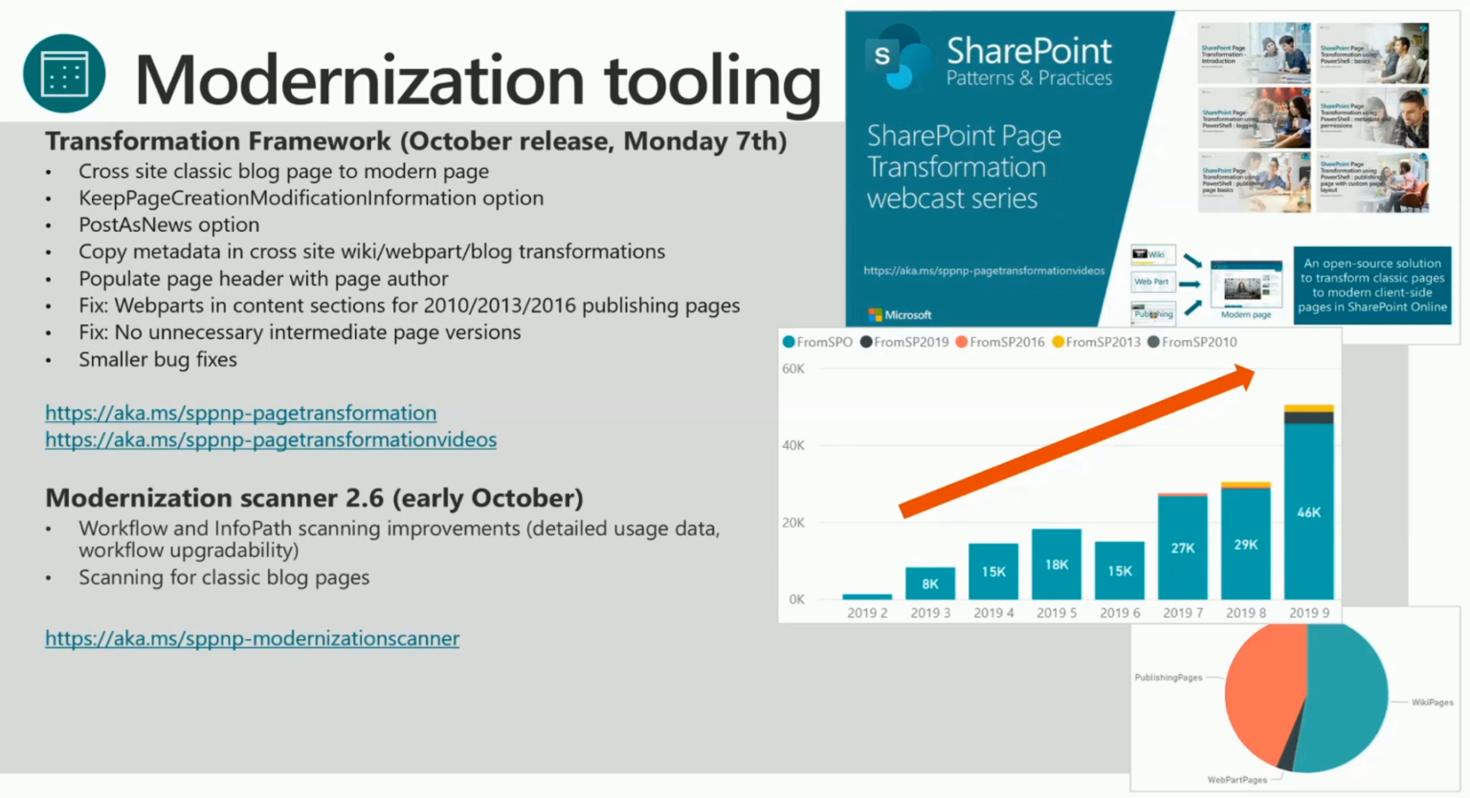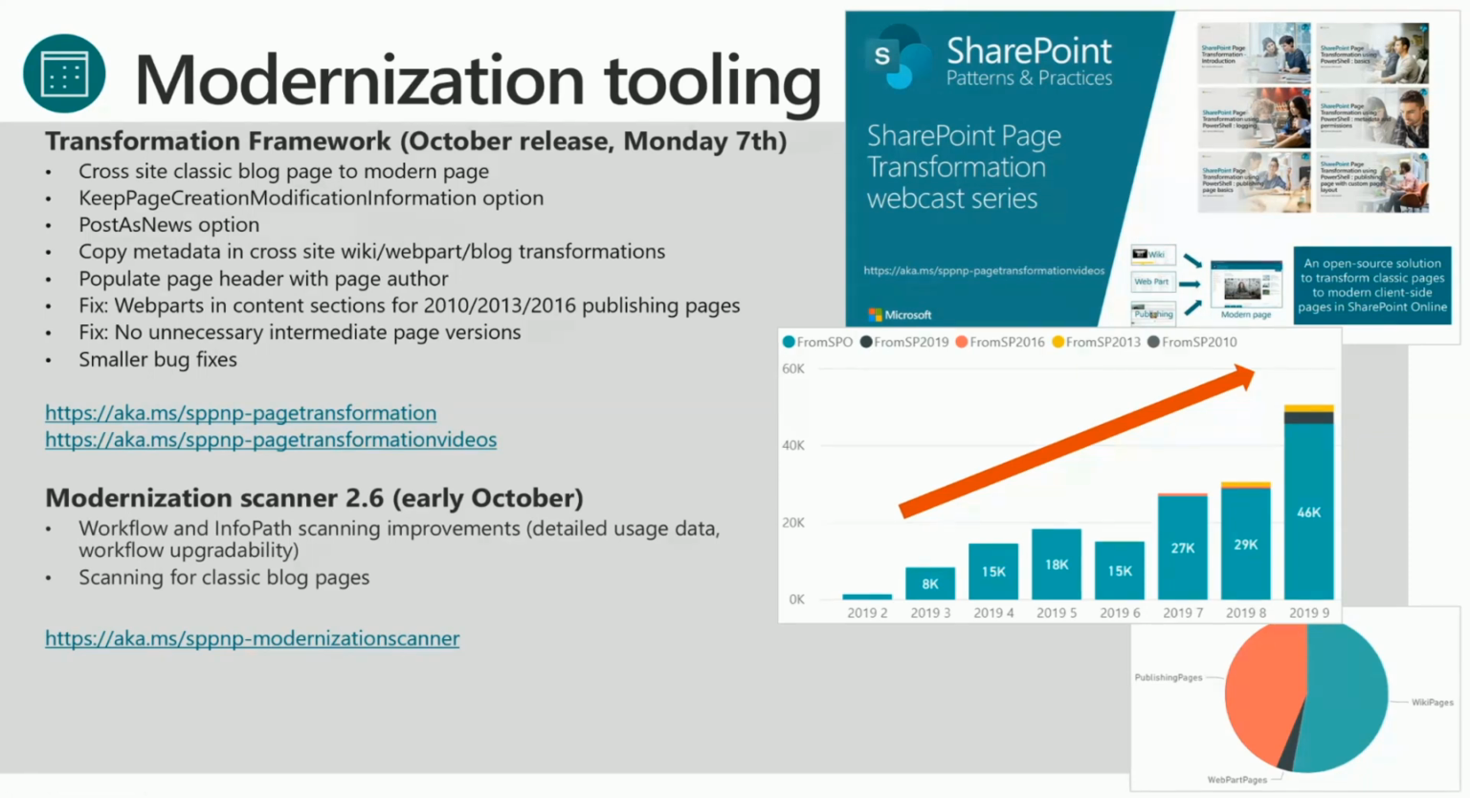What else? An option to populate the page author. When you create a modern page manually, the author will be populated. You see which person created that particular modern page. In transformation, we didn't do that, but now you can. You can specify a flag, and at that point it will populate the page author.